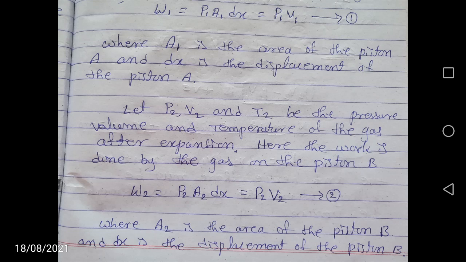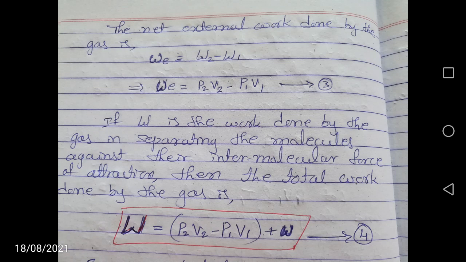So W2 equal to P2 A2 dx, or we simply write P2 V2, where A2 is the area of the piston and dx is the displacement of the piston. So the product of these two is equal to the volume of the region. Then the net external work done by the gas is WE equal to the difference between the two works done, that is W2 minus W1. We shall write WE equal to P2 V2 minus P1 V1.